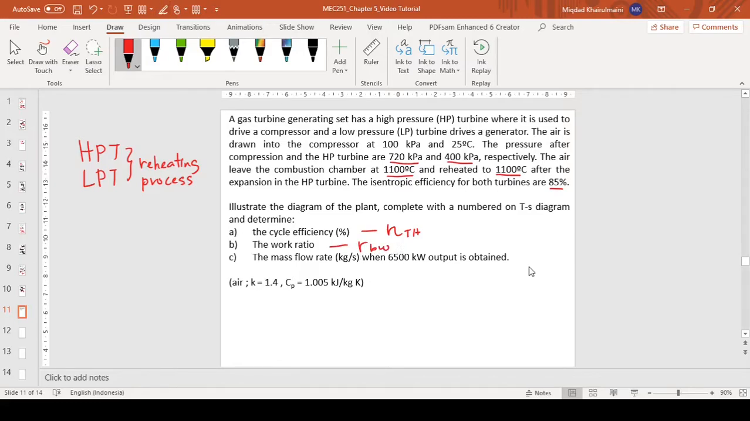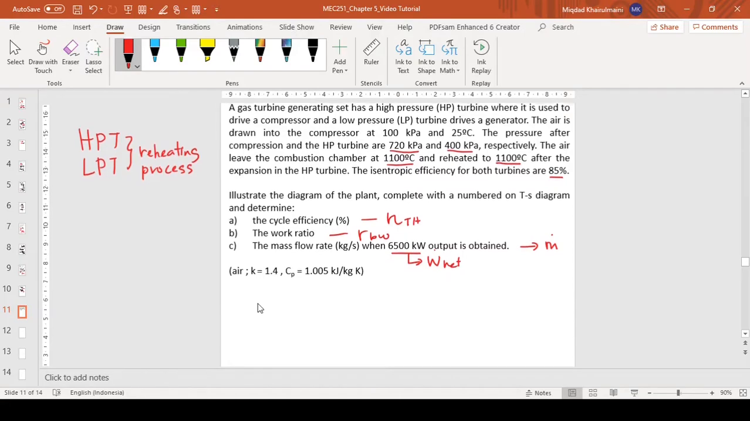And number 3 is the mass flow rate, m dot, when the net work is given. So this is the net work, W net, in capital letters, which here is 6,500 kilowatts. So we have to find the mass flow rate. These are the properties for air. So we can begin with step number 1.